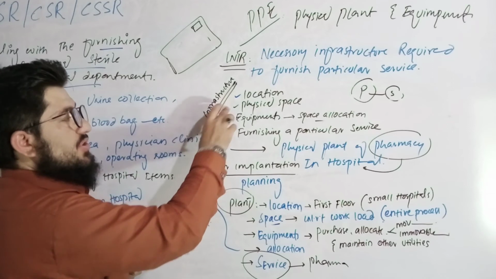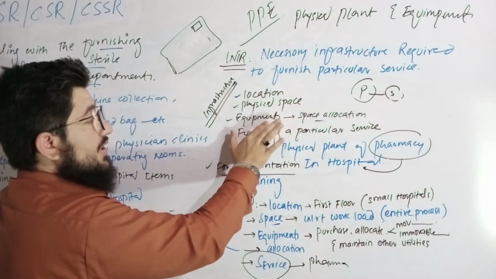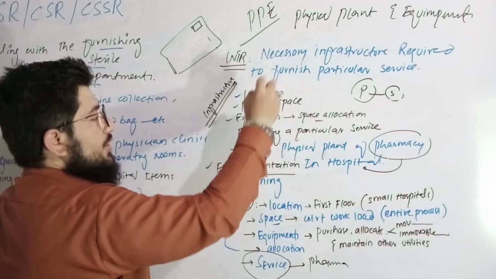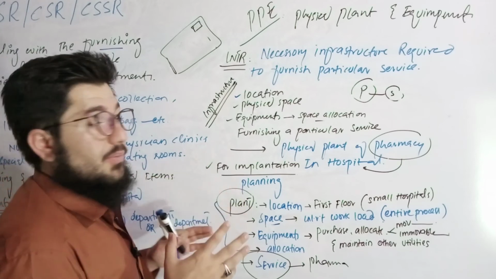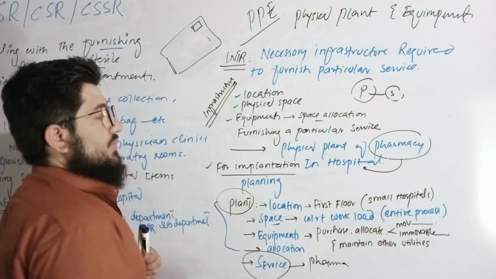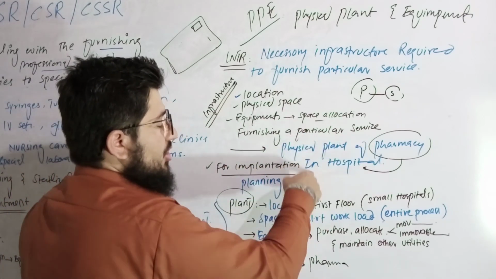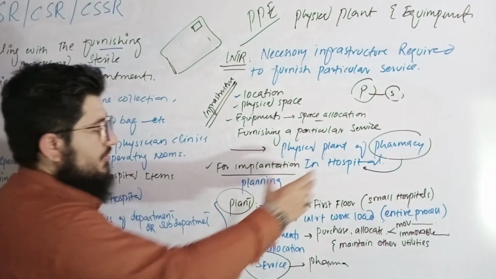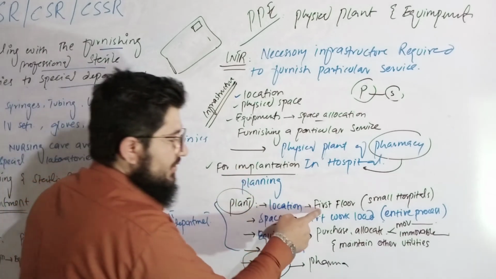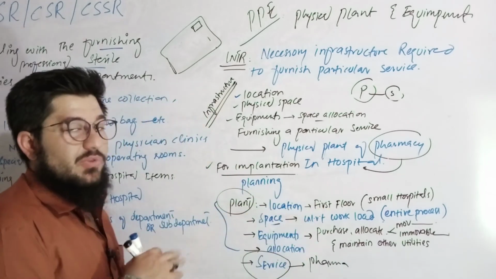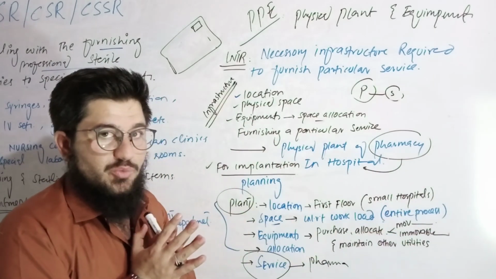So in the infrastructure, I told you guys we must have a location, physical space, equipment, and their space and location. After that, when all these are placed in a place, they will provide us a particular service. Example, if you want to have a physical plant of the pharmacy in the hospital, that means if you want a hospital pharmacy, for that we will do planning, we will go for the location. If it is a small hospital, we will go for the first floor. If it is a big hospital, then we will construct some more sub pharmacies. Then all sub pharmacies will be connected with the main pharmacy.